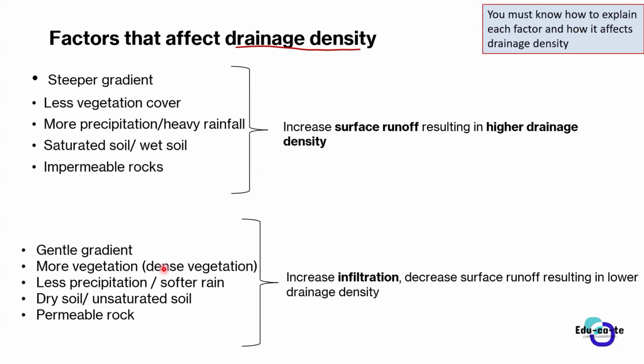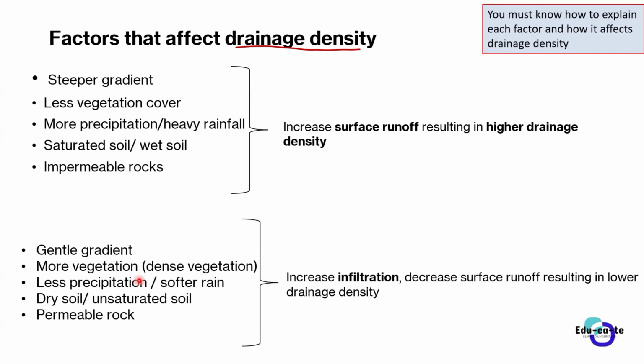So basically, if there is more vegetation over the land, a denser vegetation, a land that is full of trees, guys, imagine a land that is full of trees and grass and stuff like that, there will be more infiltration. More water will sink. More water will be absorbed by the soil because there's a lot of vegetation that requires that water. So less water will run off, so there will be less surface runoff. And if there's less surface runoff, there is less water flowing. It means that there's a lower drainage density.